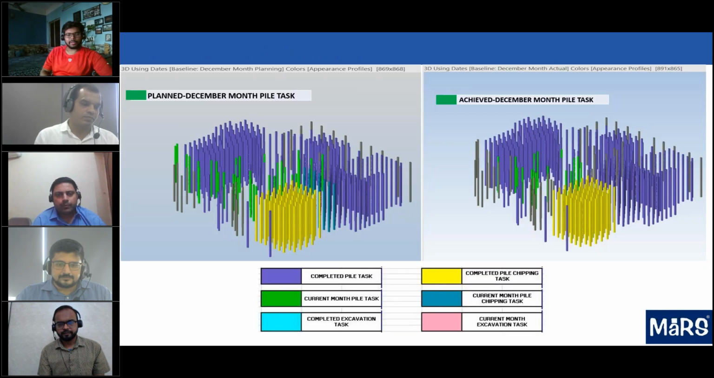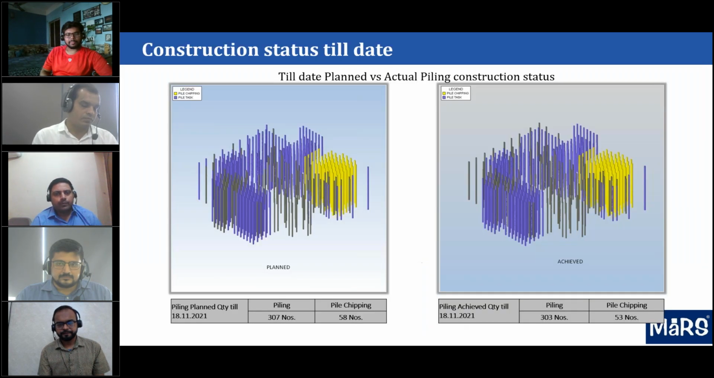I think in the previous slide, yes, this one. You can see the piling planned quantity, let's say in November, it was 307 numbers and achieved was 303, which was good. So we can say that we are going as per the schedule.